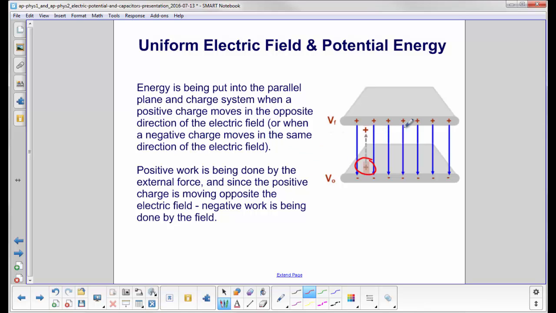Similarly, if you have a negative charge, and that moves in the same direction as the electric field, you would have to put in positive energy to move it down because the electric field is trying to push it up. So in both cases, positive work is being done by the external force, and since the positive charge is moving opposite the electric field, negative work is being done by the field.